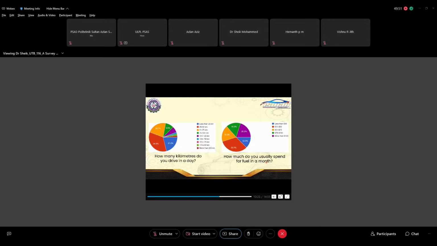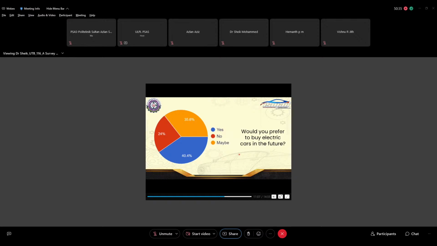The amount spent on fuel in a month, the response is here. 32.7% spend around $40 on average per month for fuel. 16.3% spend $76 to $100 per month for fuel, and 20.2% spend more than $100 per month. This is very significant data. They spend more money on fuel, as you can see from this result. One fifth of the respondents are spending more than $100 on fuel.